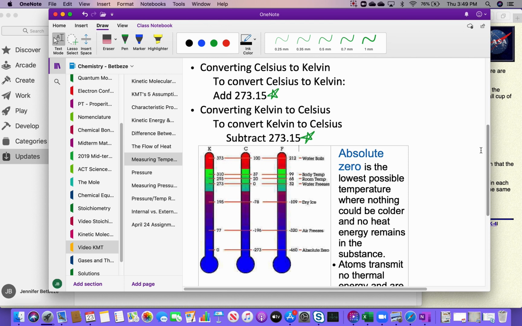So also you are responsible for being able to convert Celsius to Kelvin and Kelvin to Celsius. Yes, this does mean that you need to memorize 273.15 and whether to add it or subtract it.